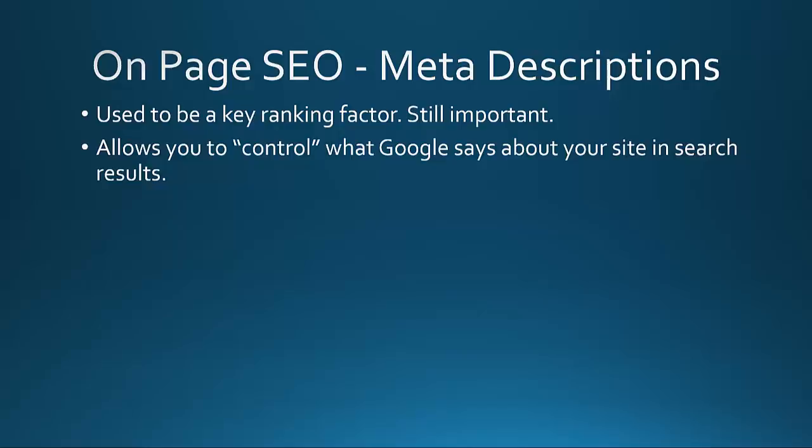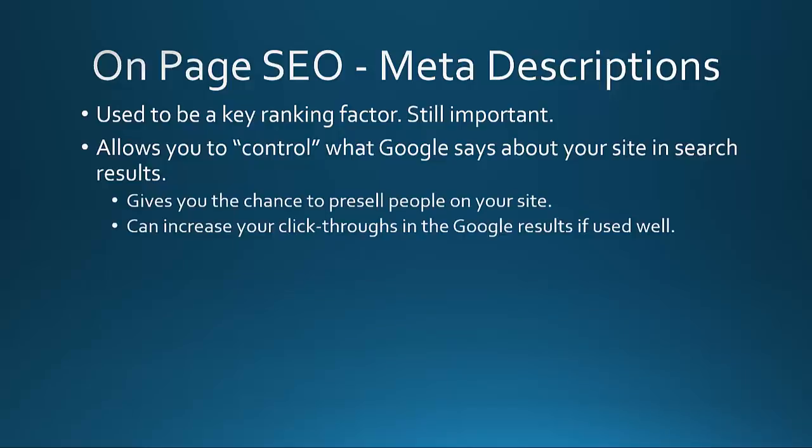visit your site, because as you're getting impressions, you also want to be getting click-throughs, because it's no good if you have all the impressions in the world, like you show up in the first 3, but people are like, I don't want to click on this site. So this kind of allows you to control what Google says about your site in search results. Otherwise, they're just going to pull from the first paragraph on your site. Maybe they're going to pull from another part of your site, and it gives you the chance to pre-sell people on why they should click your link. It can increase your click-throughs in the Google search if used properly.